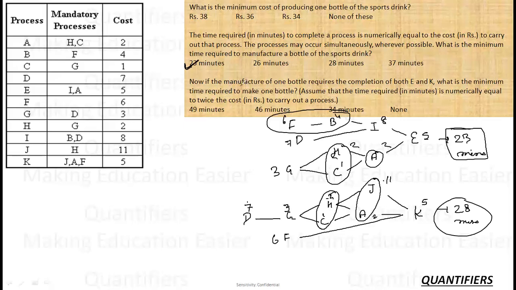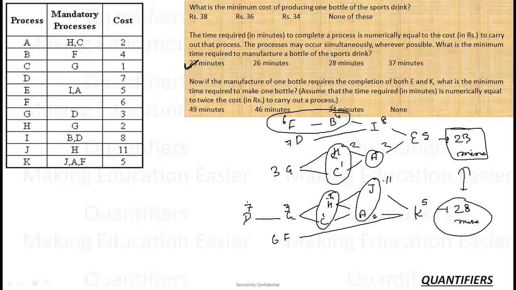Third question says, now if the manufacture of one bottle requires completion of both E and K, E and K both must be completed in order to make one bottle, right? So basically, if he has to complete both E and K, can I say the minimum time he has to spend is 28 minutes, right?